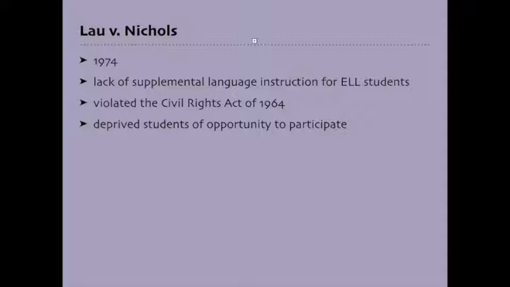The ruling was that the failure to provide supplemental English language instruction to students who spoke no English constituted a violation of the 14th Amendment and the Civil Rights Act because it deprived those students of an opportunity to participate fully in public education.